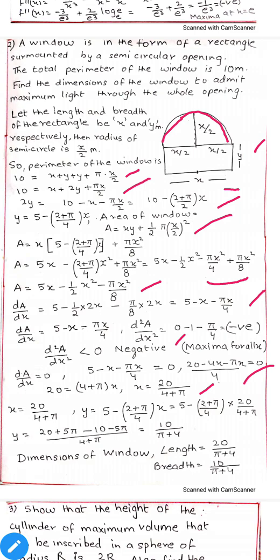Y is equal to 5 minus (2 plus pi) upon 4 x. That is 5 minus (2 plus pi) upon 4 into 20 upon 4 plus pi. 4 5s are 20, and the 4 plus pi is used in taking LCM. It becomes 5 4s are 20 plus 5 pi minus 10 minus 5 pi. 5 pi gets cancelled out. 20 minus 10, that is y is equal to 10 upon pi plus 4. So length is 20 upon pi plus 4. Breadth is 10 upon pi plus 4.